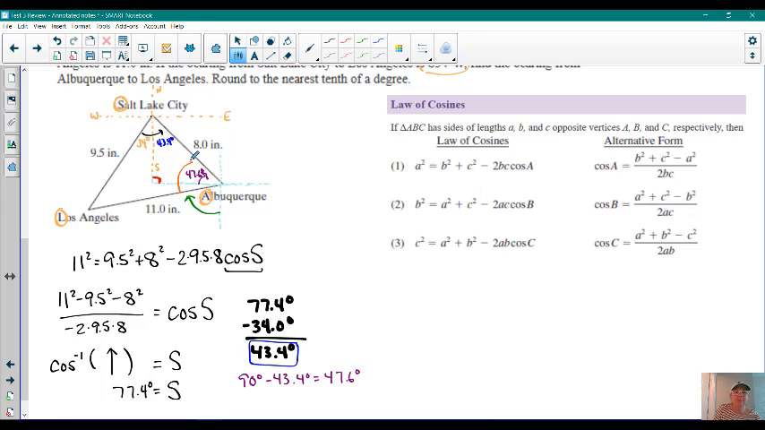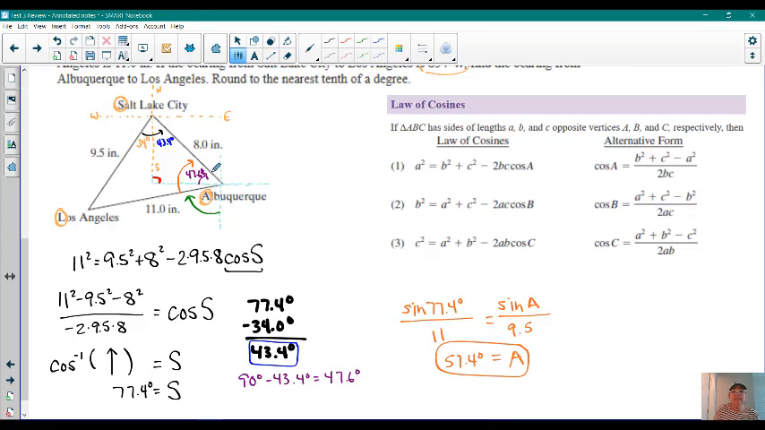I really would love to know what that big angle is. Well, guess what? I now have a side and a matching angle. What does that remind you of? The law of sines. So I could say the sine of 77.4 degrees is to 11, as that 9.5 is across from there, the sine of Albuquerque's angle. When I cross multiply and solve, I find out that A is equal to 57.4 degrees.